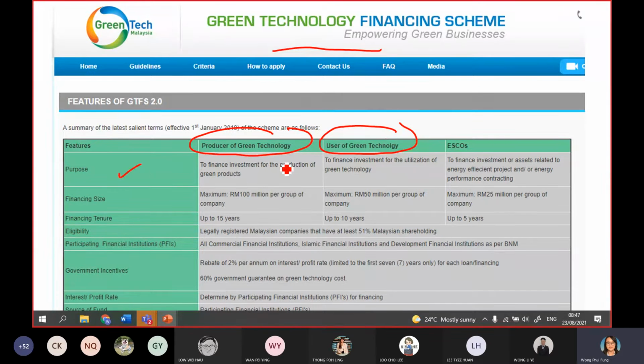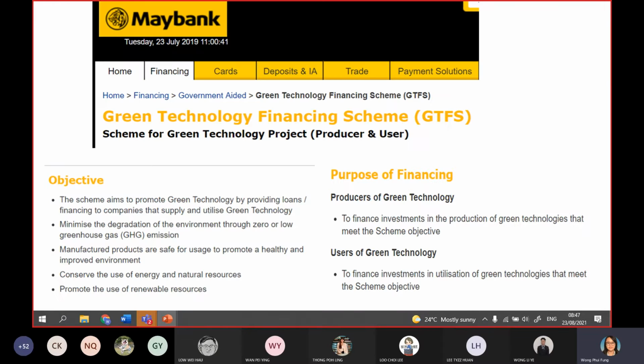So you can see that the purpose here is to provide funding for those who produce a green product, and for those who utilize a green product. Okay, who will give the funding? You can see here, participating PFIs, participating financial institutions, are some of the banks that participate under the Green Technology Financing Scheme. The interest rate depends on the bank. For example, one of the banks participating in this green scheme is Maybank.